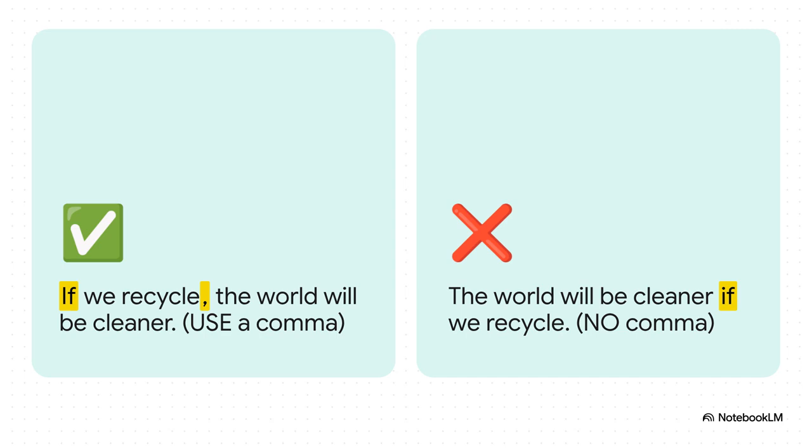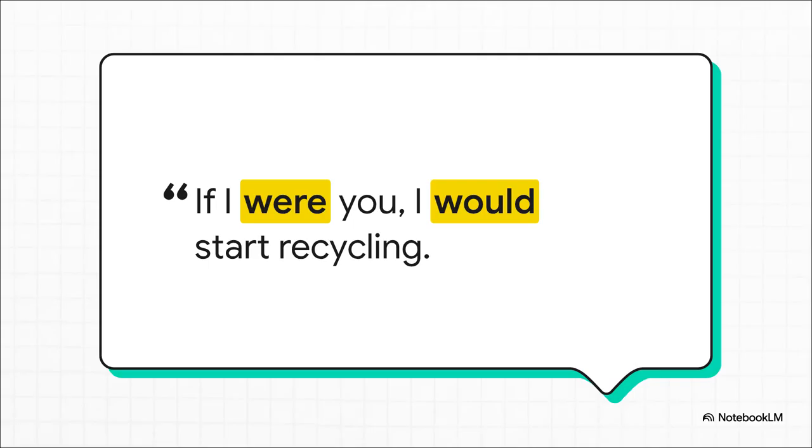But if the word if is in the middle of the sentence, you don't need a comma at all. Same meaning, just a small punctuation change. Okay, and here's a super common phrase that uses the second conditional. When we want to give advice, we often say, if I were you. Now, the important thing here is we always use were. Even if you're talking about yourself, I, or he or she, it's always were. If I were you. It's a fixed phrase and a really polite way to share your opinion.